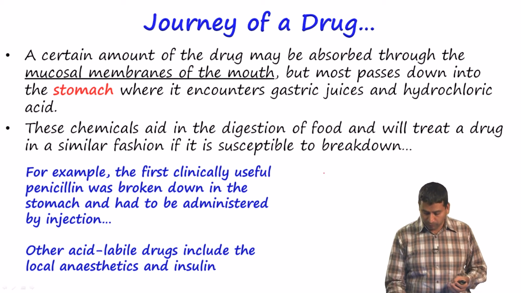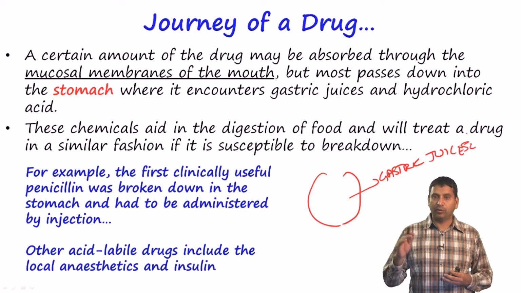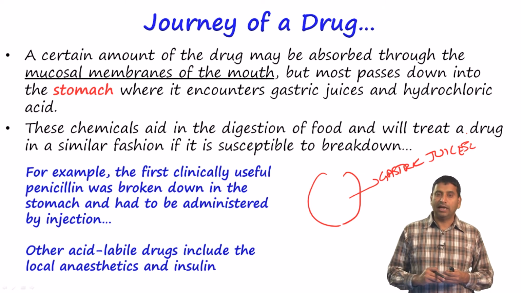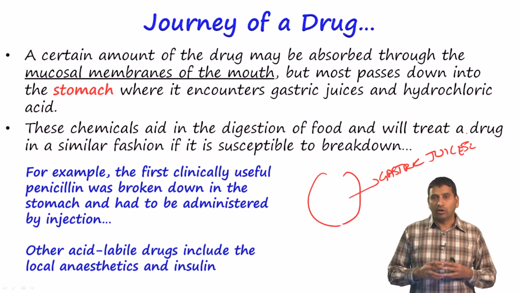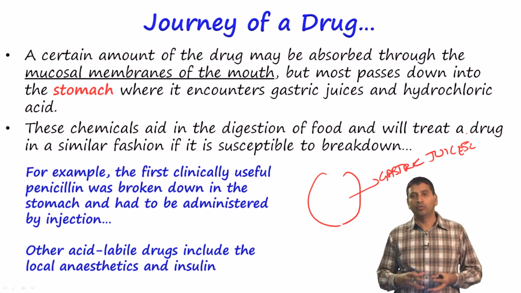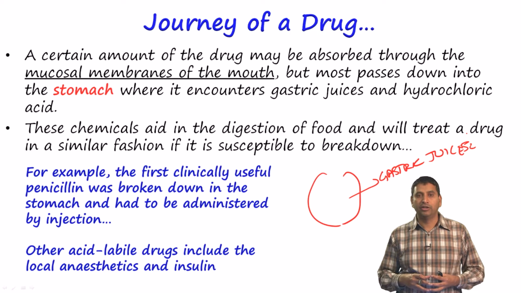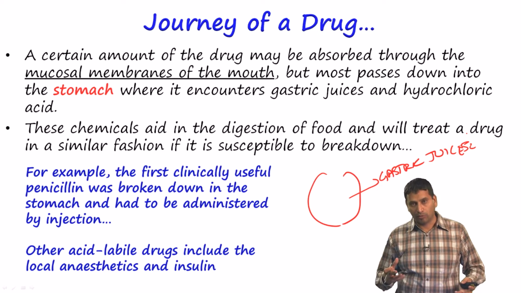In the stomach, as we know, there are gastric juices, whose pH is actually quite low, right, and the low pH is due to hydrochloric acid, and so this is going to make the environment quite acidic. Now, the combination of gastric juice and hydrochloric acid helps with digestion of the food. So, the drug is also exposed to this environment. Similarly, it is also going to be broken down, right.